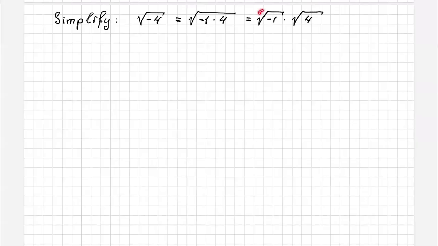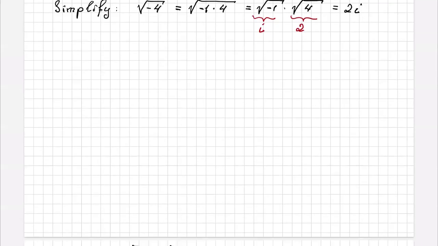Now, we know that the square root of negative 1 is I, and the square root of 4, which is a positive number, turns out to be 2. Taking this into consideration, our answer is 2I. So it's not a real number, it's an imaginary number, or we also call it a complex number. So the square root of negative 4 turns out to be 2I, a complex number.